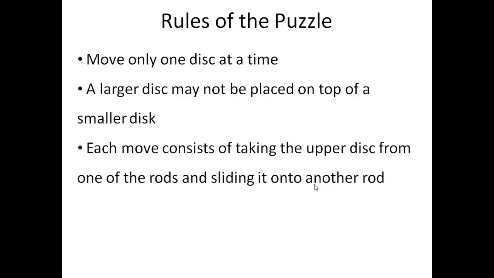So there are some rules we need to follow to complete this task. So we can move only one disk at a time. That's the golden rule you have to follow. The larger disk may not be placed on top of a smaller disk. That is the second rule you need to follow. And each move consists of taking the upper disk from one of the rods and sliding it onto another rod. So these are the rules we need to follow in order to solve the puzzle.